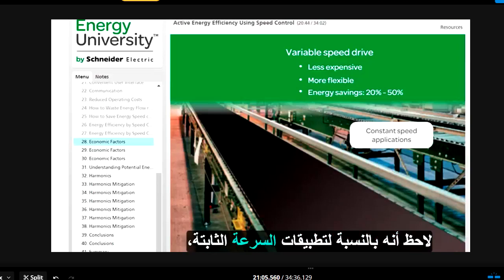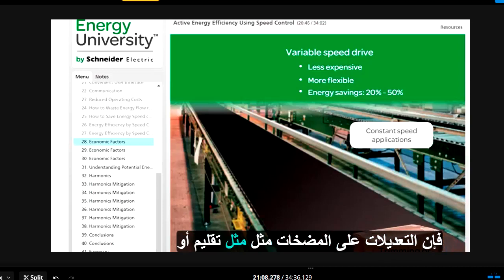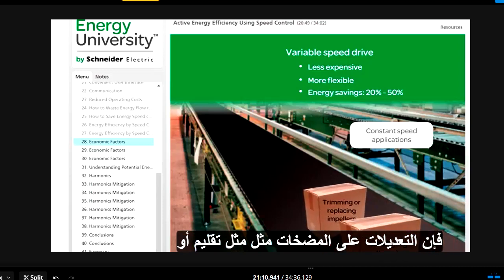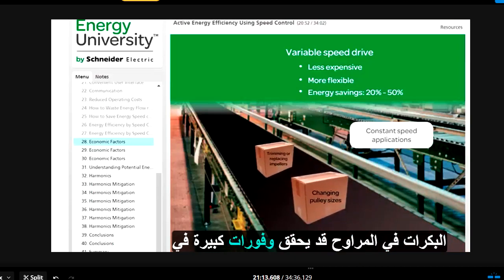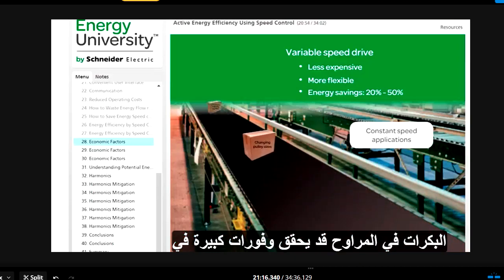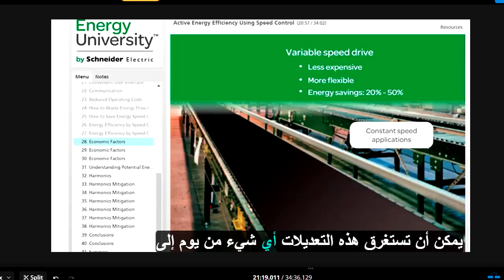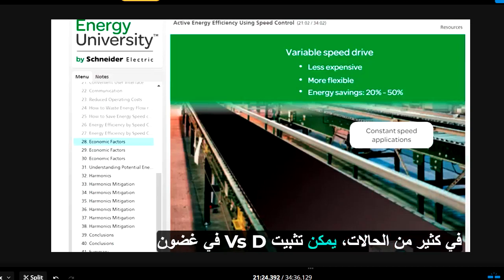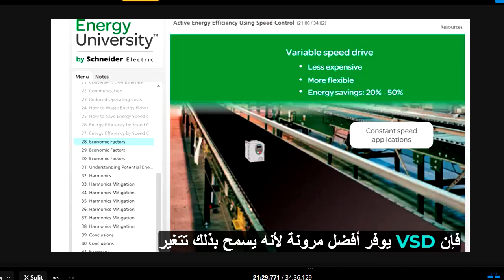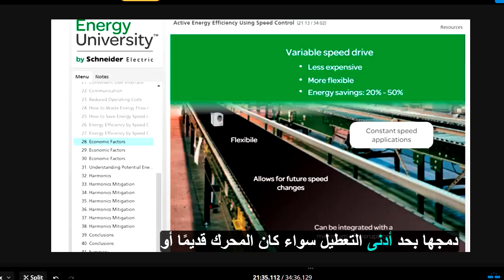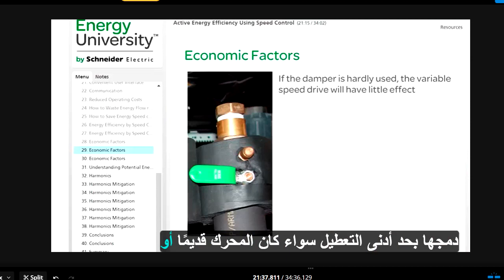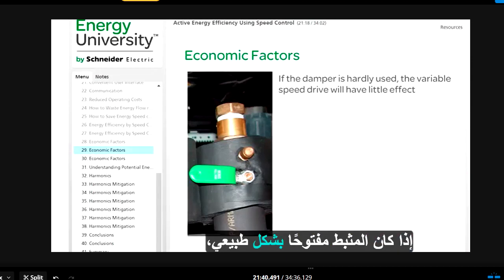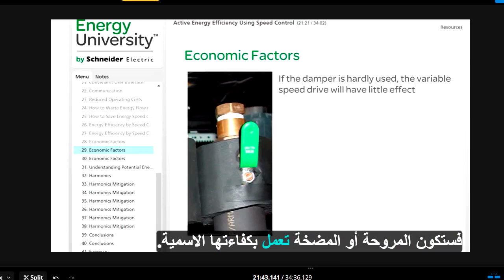Note that for constant speed applications, adjustments to pumps such as trimming or replacing impellers or changing pulley sizes on fans may bring significant energy savings and pay for themselves quickly. These adjustments can take anything from a day to a week or more to carry out depending on the situation. In many cases, a VSD can be installed in a few hours. If in doubt, a VSD provides the best flexibility since it allows for future speed changes and can be integrated with a minimum of disruption. Whether the motor is old or new, if the damper is normally set fully open, the fan or pump will be running at its nominal efficiency.